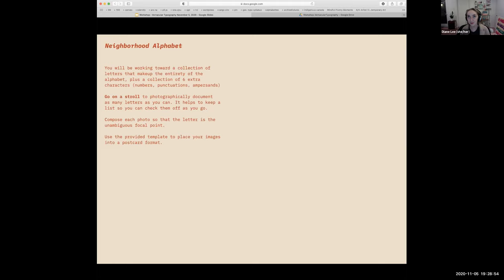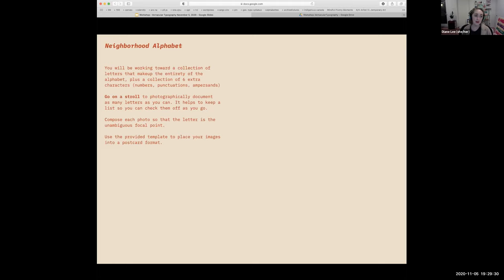I find that when I'm looking for every letter of the alphabet, it also makes me very aware of how common certain letters are and how difficult it can be to find certain letters out in the wild. Q tends to be pretty difficult to find. X is one that tends to be difficult to find. And of course, Z or Z is another that is pretty difficult to find on signs.